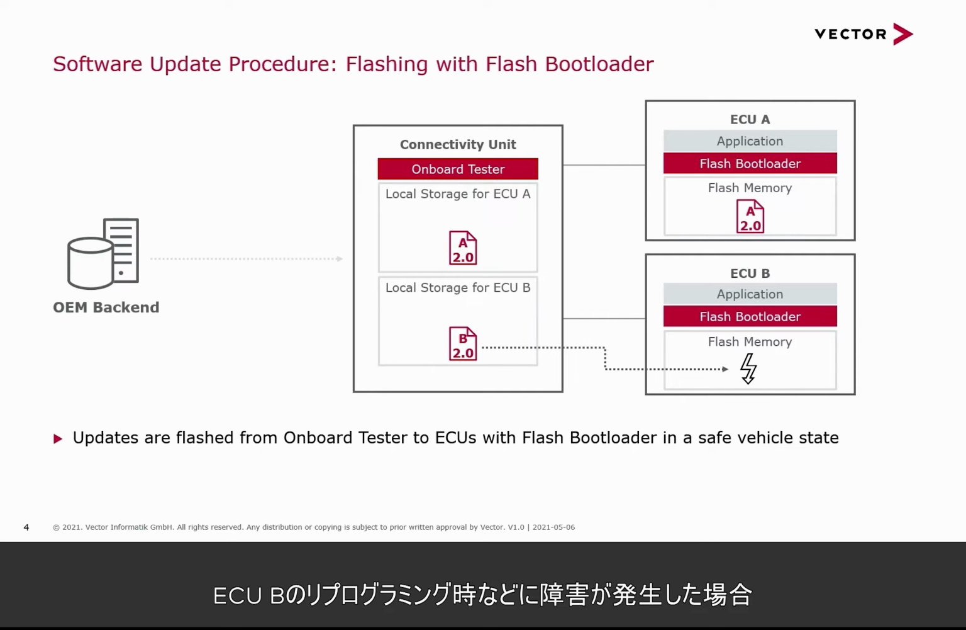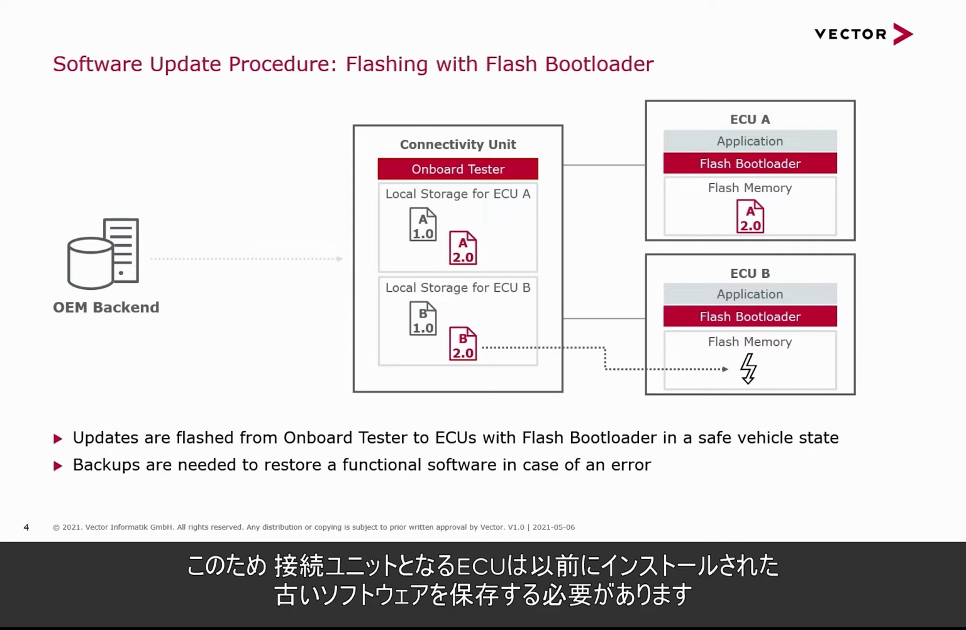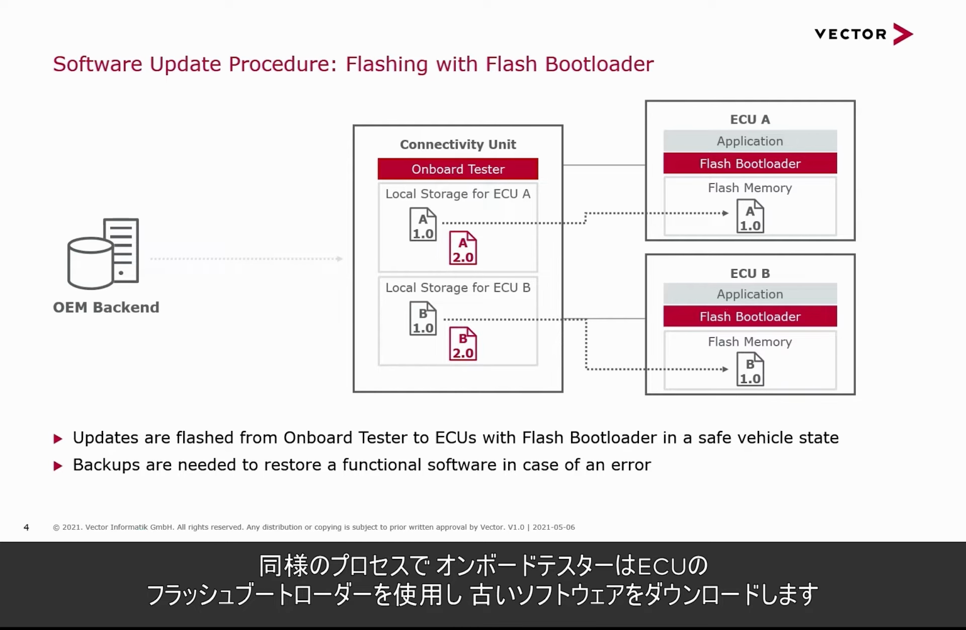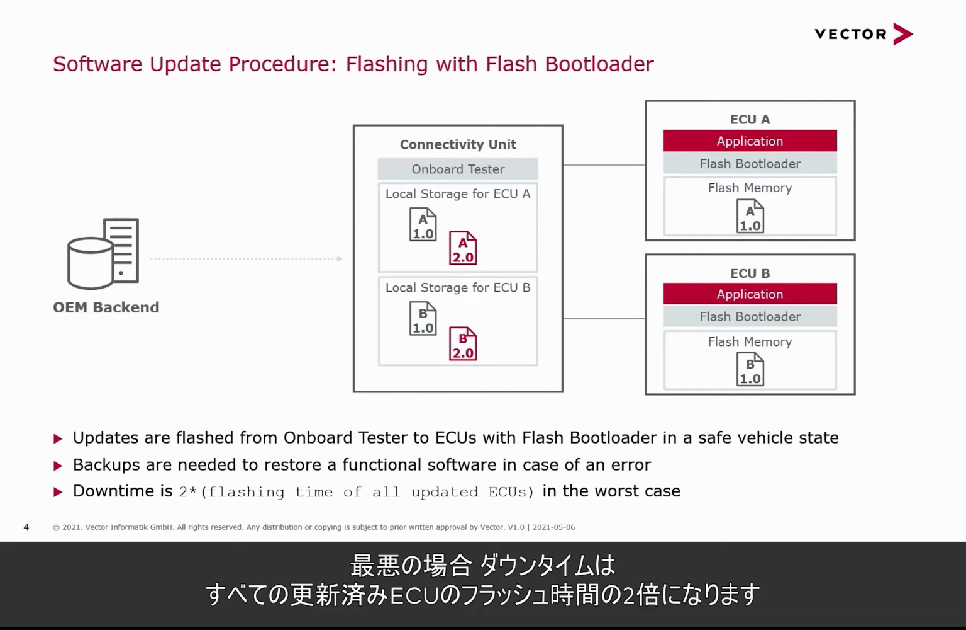If a failure occurs, for example, when reprogramming ECU B, then the onboard tester has to revert the update and flash the old software again. For this to do, of course, the connectivity unit has to store the old software that was previously installed. The process again is the same. The onboard tester flashes the old software using the flash bootloaders of the ECUs. Finally, we have restored the old application in this failure case. So as you can see, the downtime is in the worst case 2 times the flashing time of all the updated ECUs.